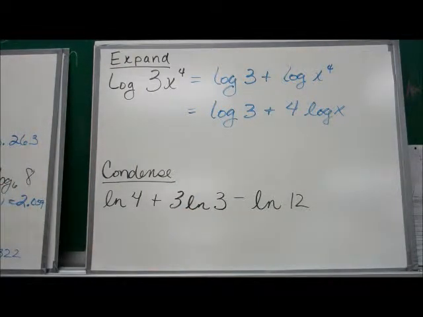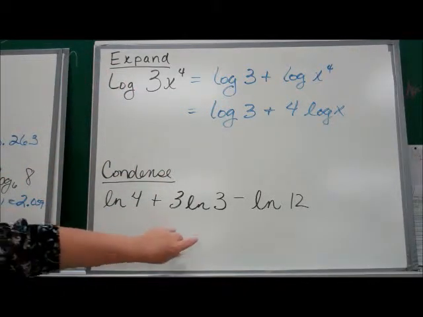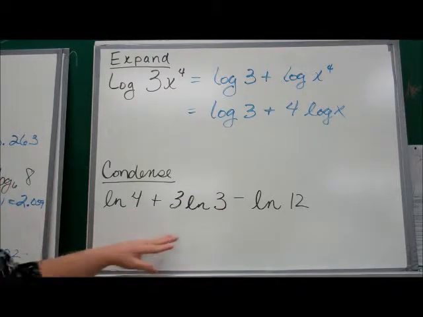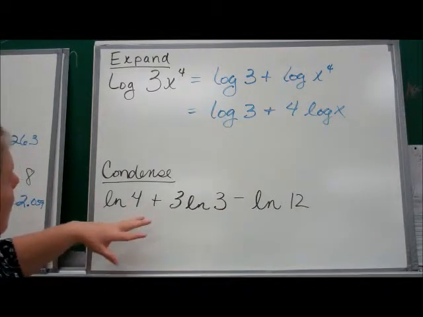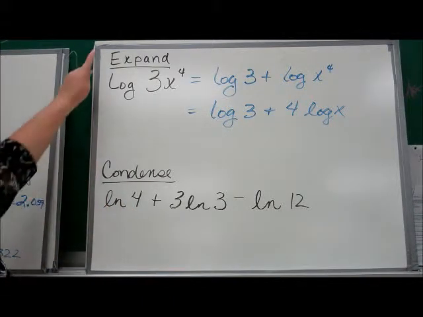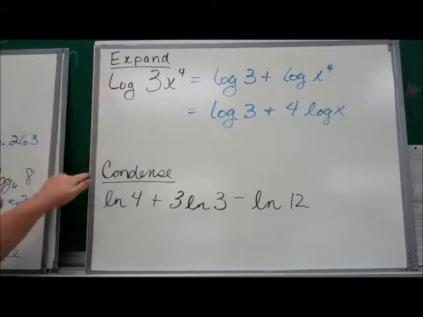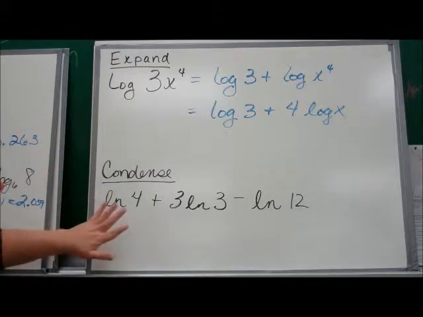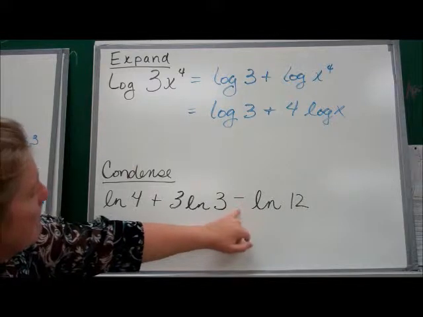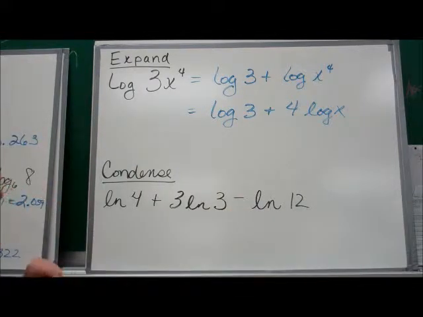Okay, and then you can also do this in reverse. When you do this in reverse, we kind of have to look at it first, and mostly we're working from left to right. Here we're going to condense. The opposite of expand is to condense. The natural log of 4 plus 3 times the natural log of 3 minus the natural log of 12.